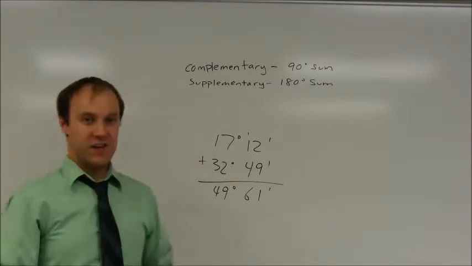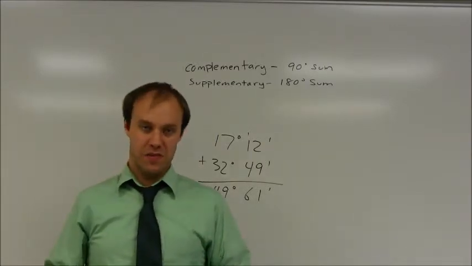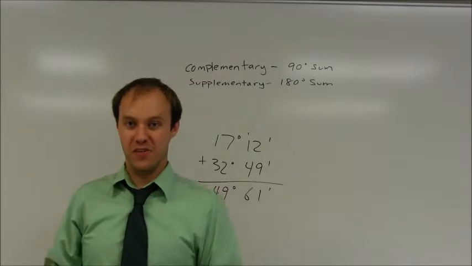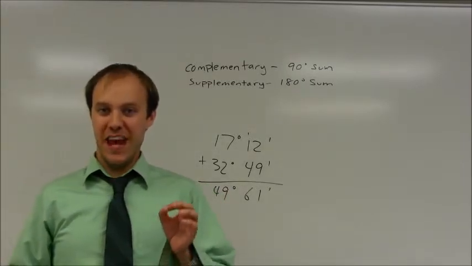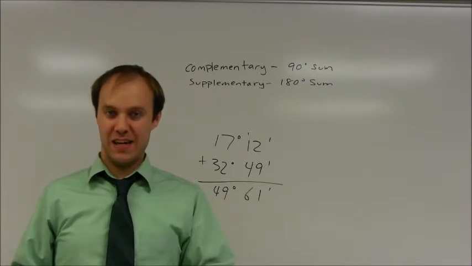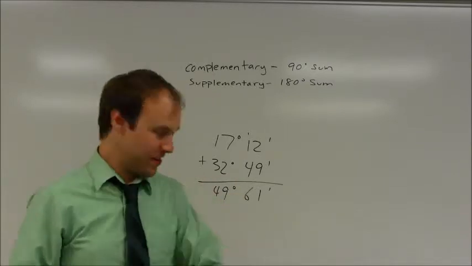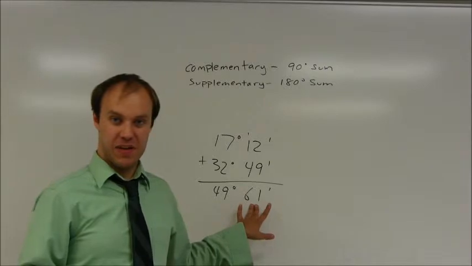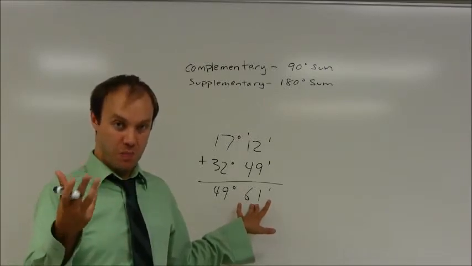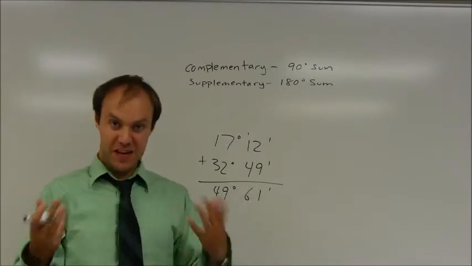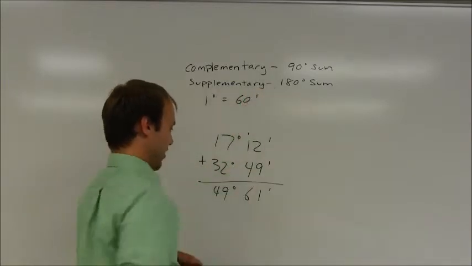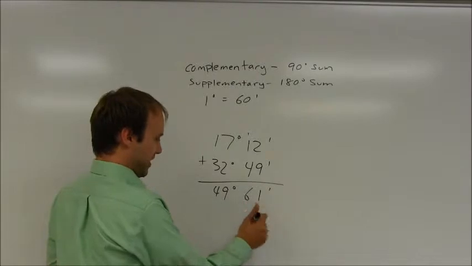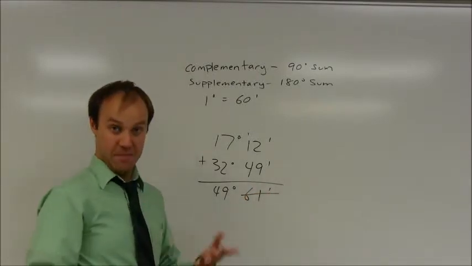49 degrees, 61 minutes. You say, well, what's wrong with that? Didn't you just say you could do that? That's fine, except I know that every degree breaks down into 60 minutes. You notice I have more than 60 minutes here. So what I want to do is borrow 60 minutes, because I know that 60 minutes is equal to 1 degree.